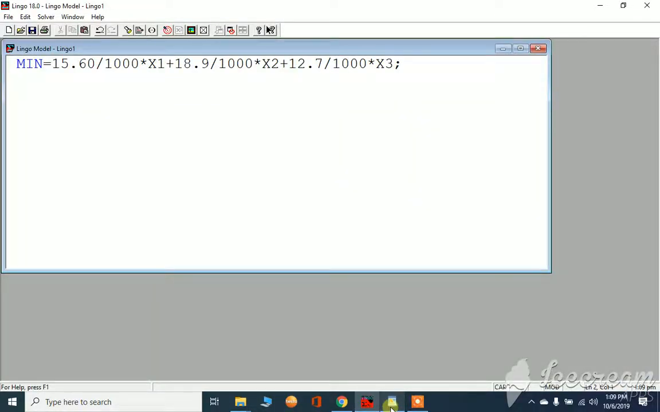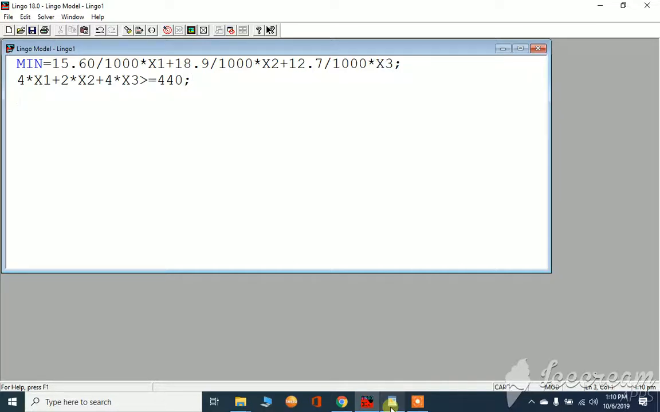Same as the previous one, 4 multiplied by x1 plus 2 multiplied by x2 plus 4 multiplied by x3. This is greater than or equal to 440, the minimum amount of fat. We finish the first constraint and we have to put a semicolon again at the end of the line.